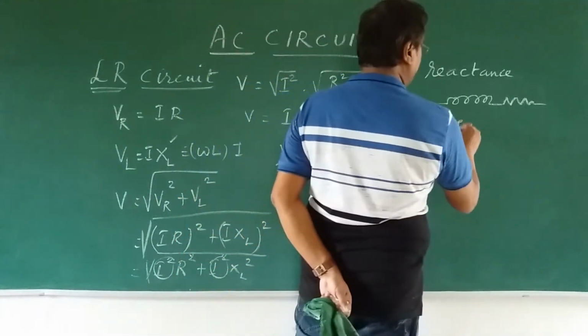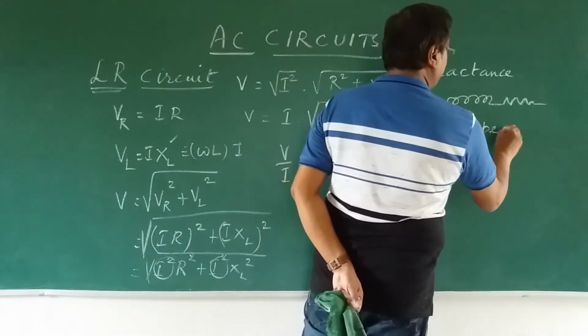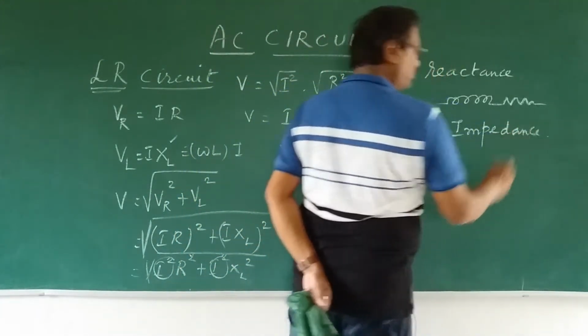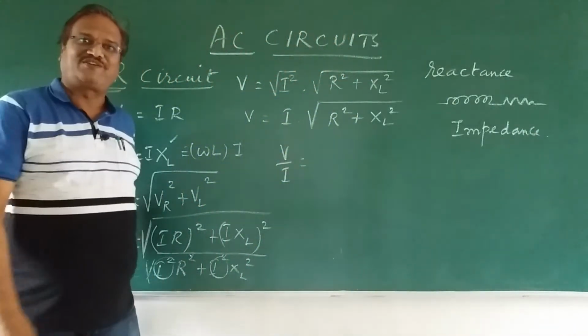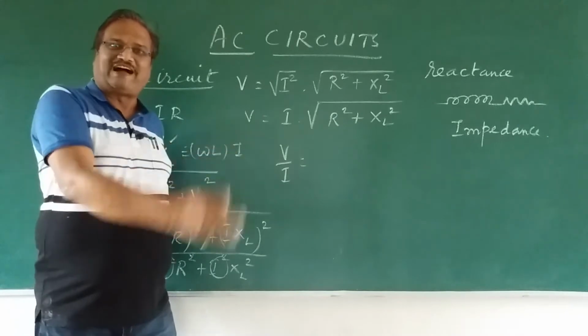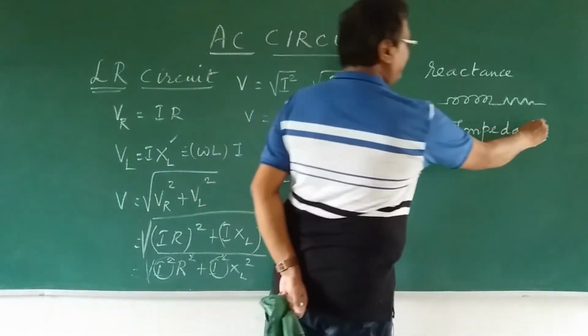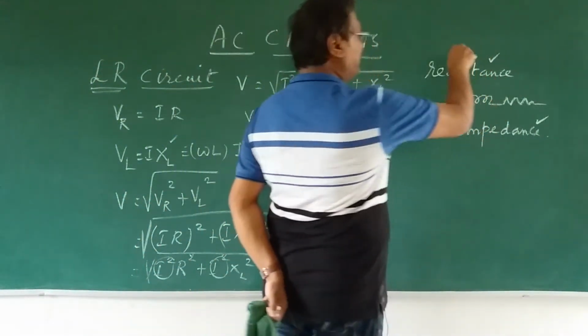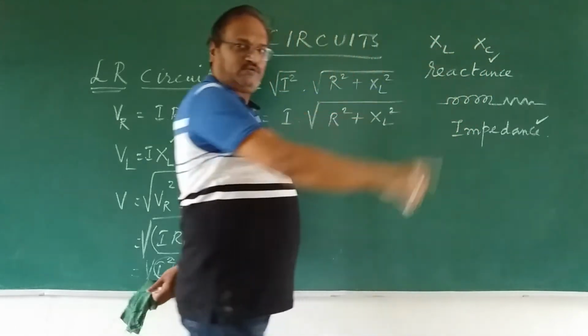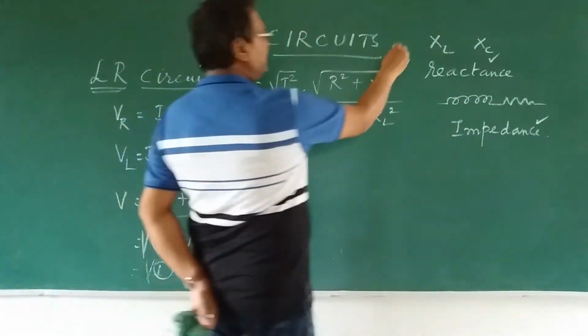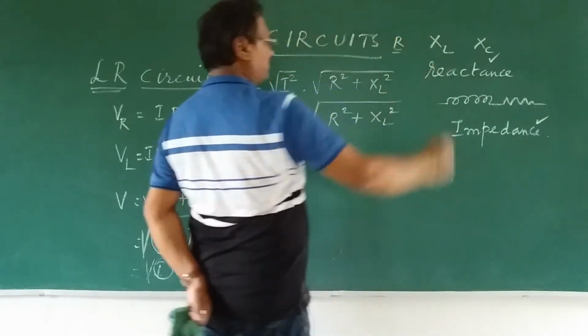Another word we are bringing is called impedance. Impedance is used when you have more components, like capacitor, L, C, R, then you use the term impedance. Reactance is only for inductor XL and capacitor XC alone. As far as resistor is concerned, it is simply resistance only.